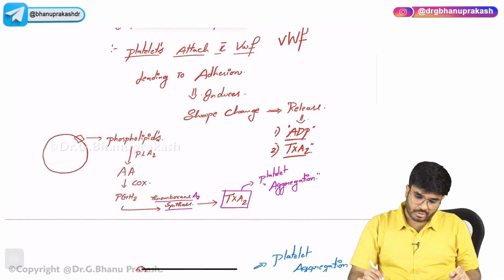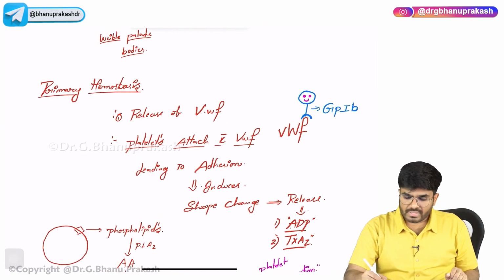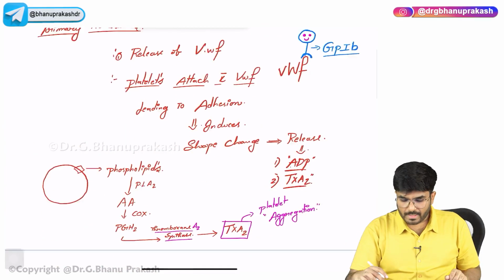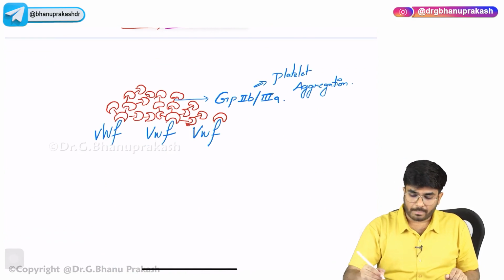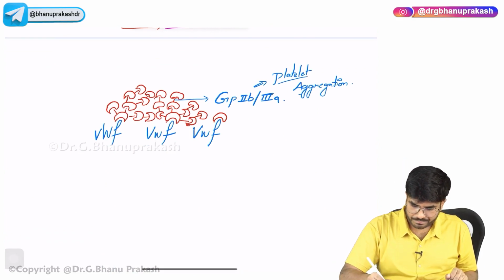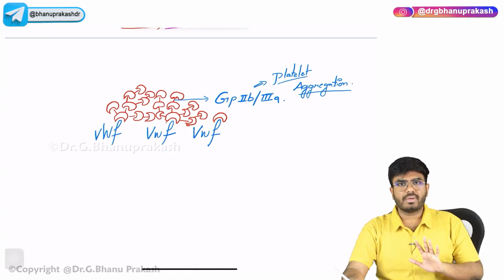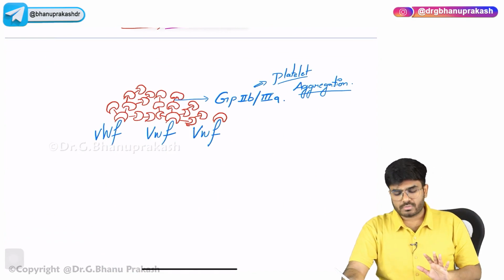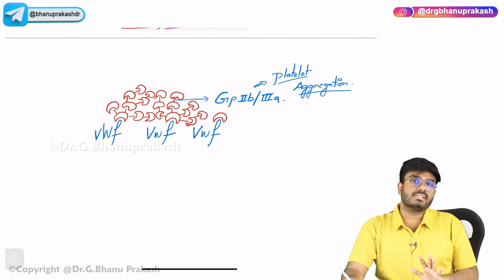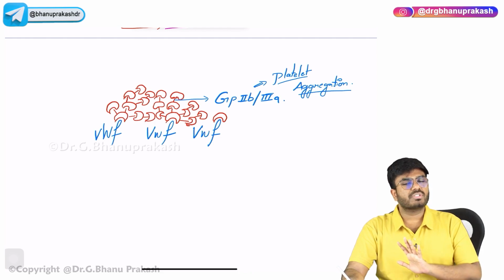Platelet adhesion is with the help of GP1B. Platelet aggregation is with the help of GP2B3A. Okay, platelet adhesion completed, platelet aggregation is also completed. So with this, primary hemostasis is done. Primary hemostasis is completed.